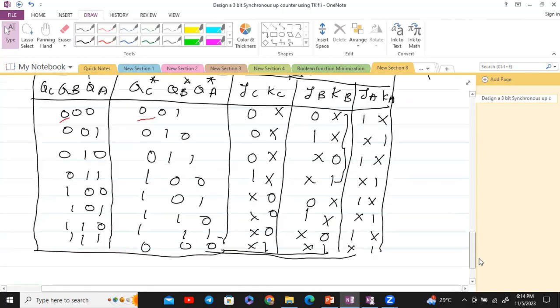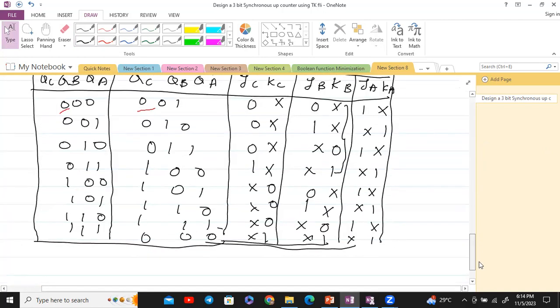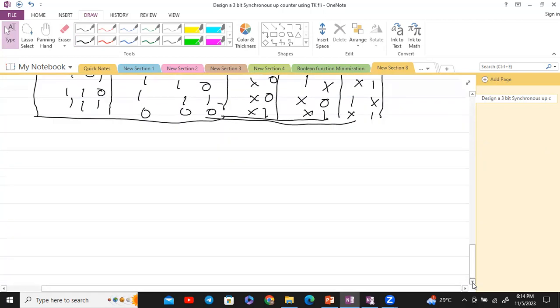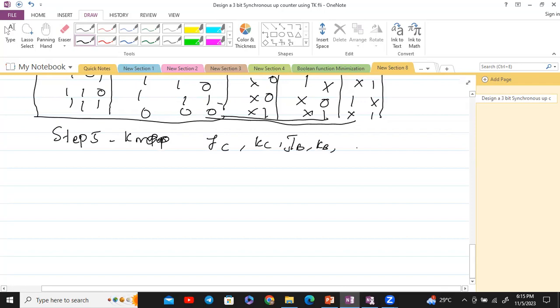Now we have what are the outputs? JC, KC, JB, KB, JA, KA. For all this, you have to formulate the K map. That is your step 5. Step 5 is K map. You have to form it for all your outputs JC, KC, JB, KB, JA, KA. Whatever the K map, first we can go for JC.